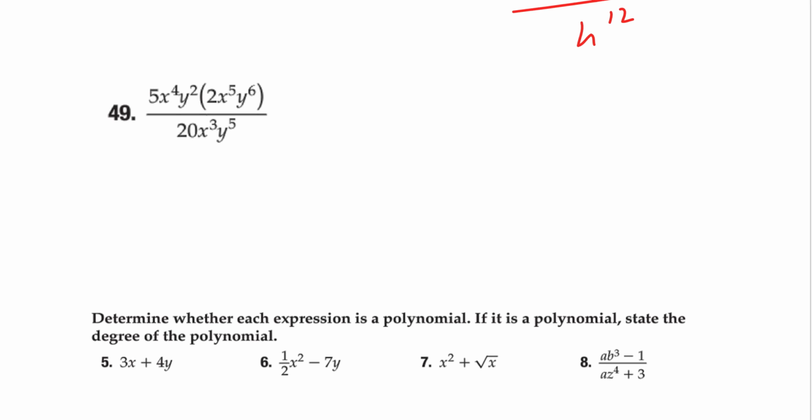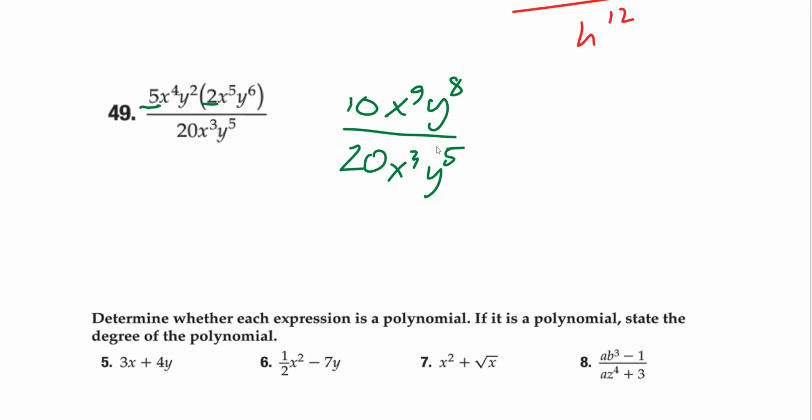Next one's expansive. There's all this stuff going on. Alright, so let's simplify the top first. 2 times 5 is 10. Look how many x's I have. I have x^4, x^5, so I have 9 x's in total. y^2, y^6 is y^8. I have 8 y's in total. All over 20 x cubed y^5.